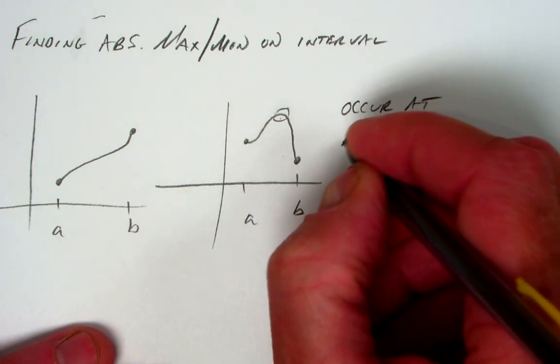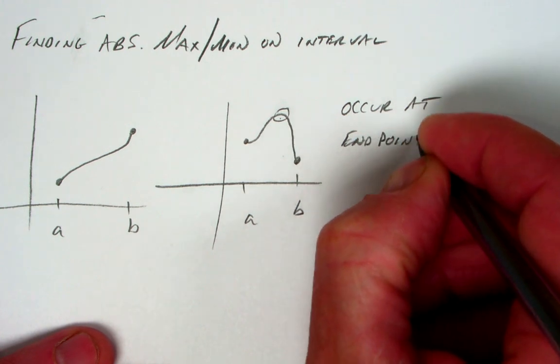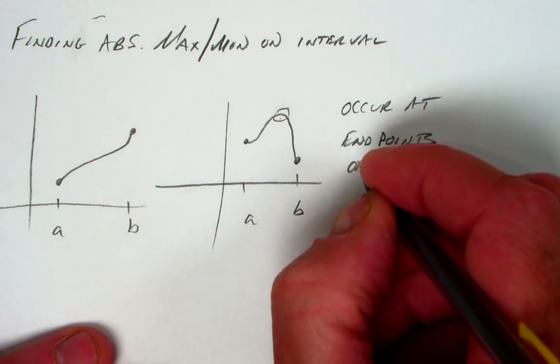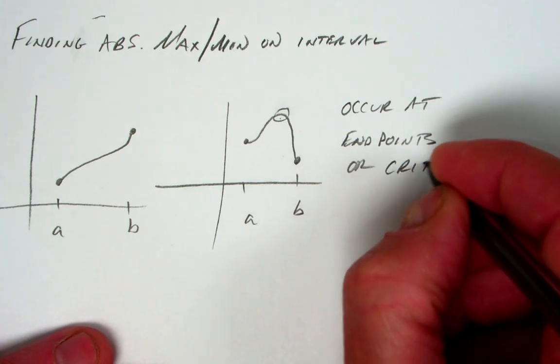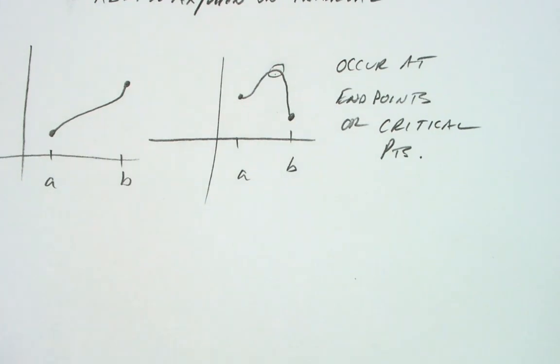So they're going to occur at the endpoints or at critical points.